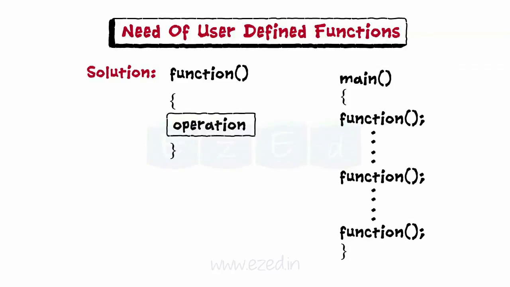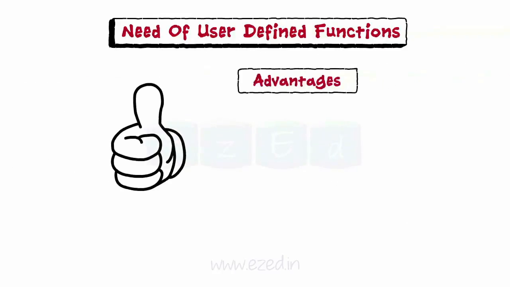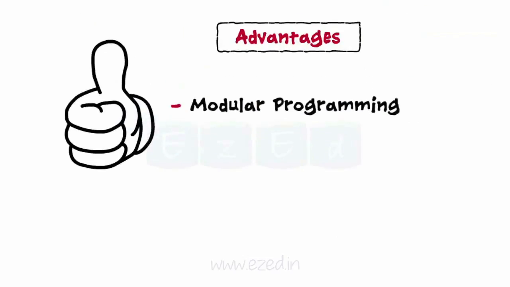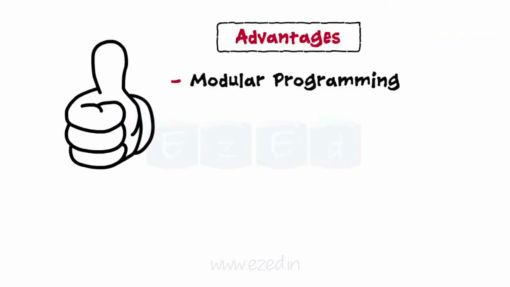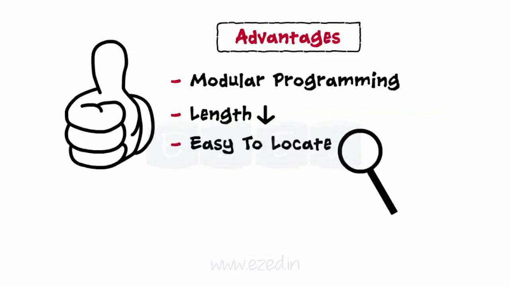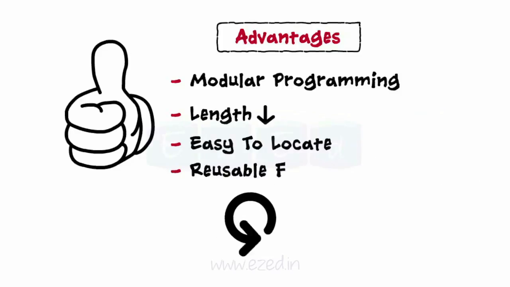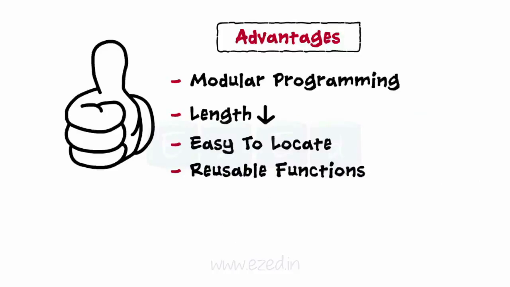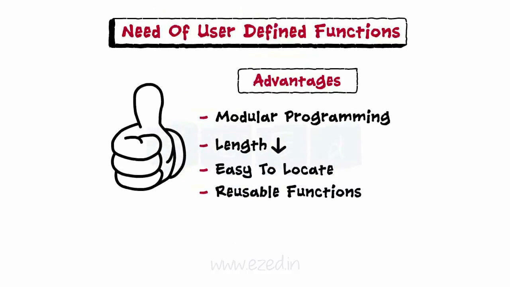This problem can be sorted by writing the operation in a function and calling the function as much number of times as needed. The advantages are: it facilitates top-down modular programming. The length of a source program can be reduced by using functions at appropriate places. It is easy to locate and isolate a faulty function for further investigations. A function may be used by many other programs. This means that a C programmer can build on what others have already done, instead of starting from scratch.